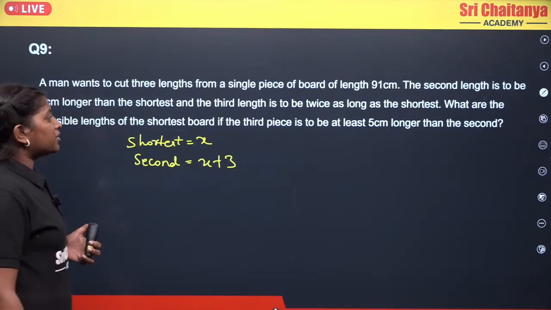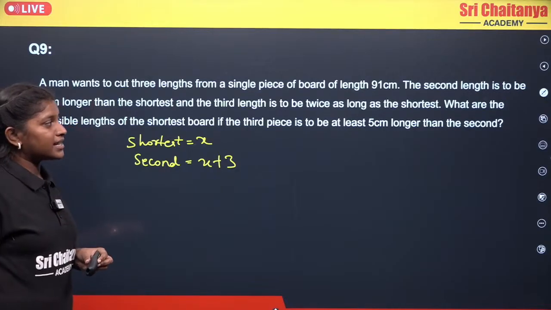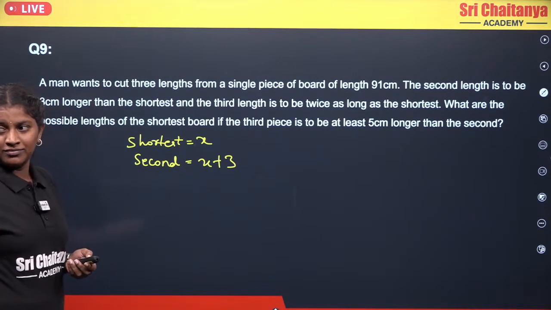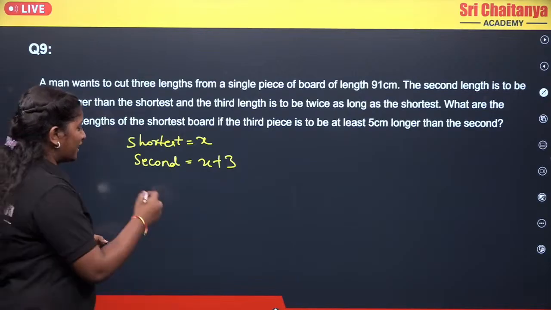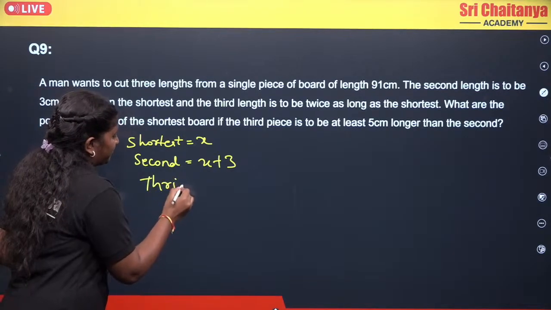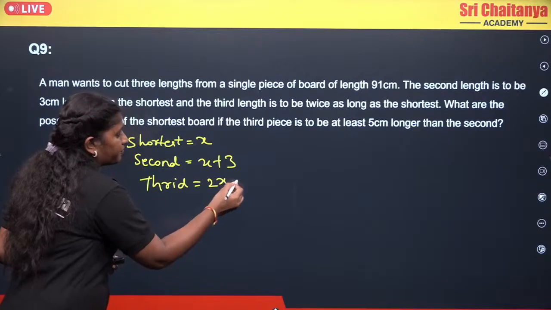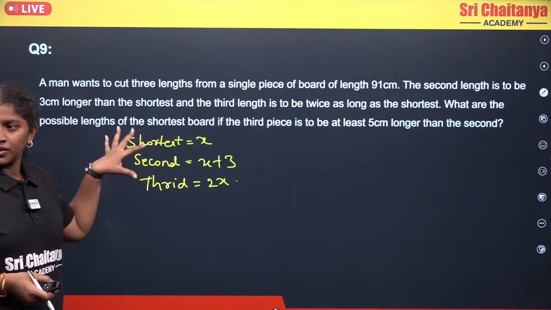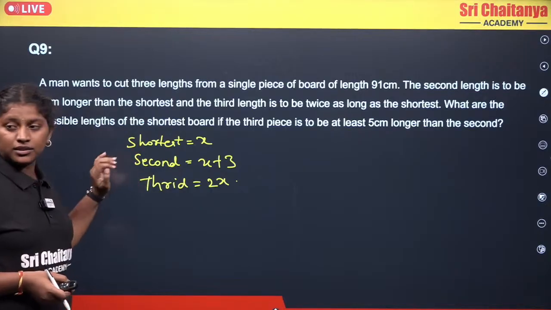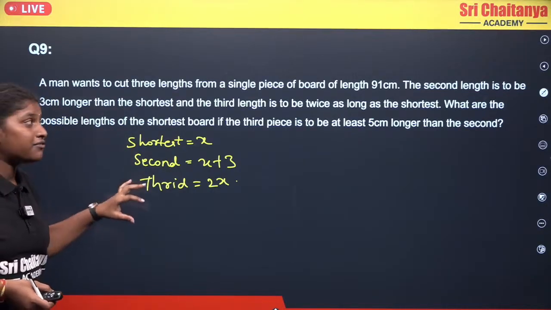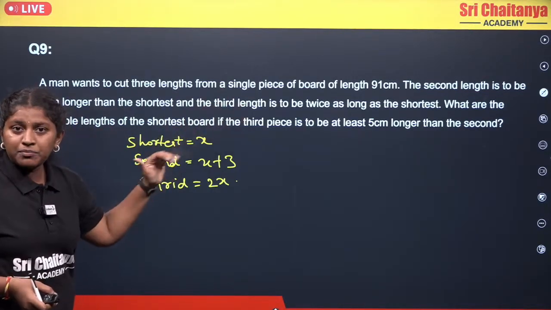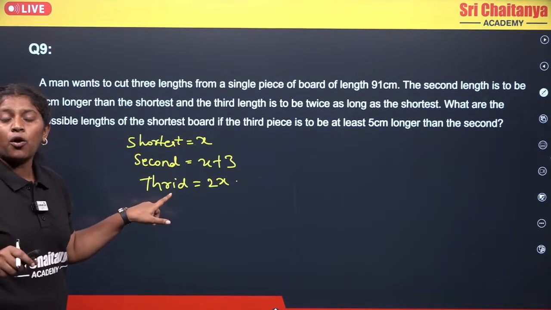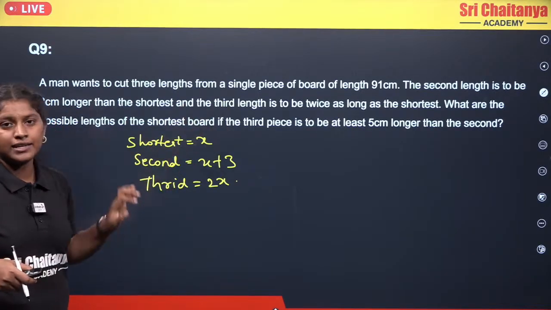Okay. And coming to the third one, they gave that it is twice as long as the shortest. Twice means we will multiply by 2. So the third will be 2x. Now, the shortest, second and third lengths we are getting all come from this 91 only. It means if you add these 3 lengths, it should be equal to or less than 91 centimeters.